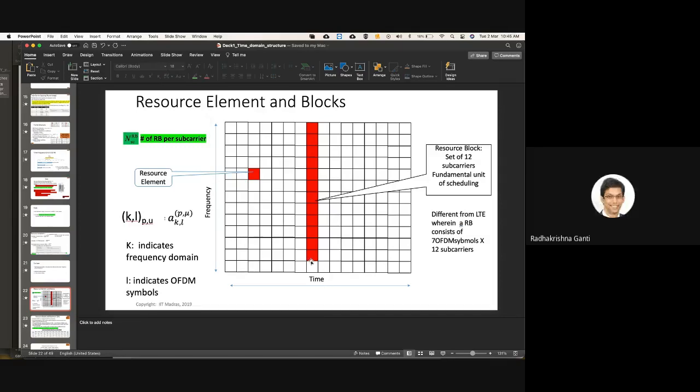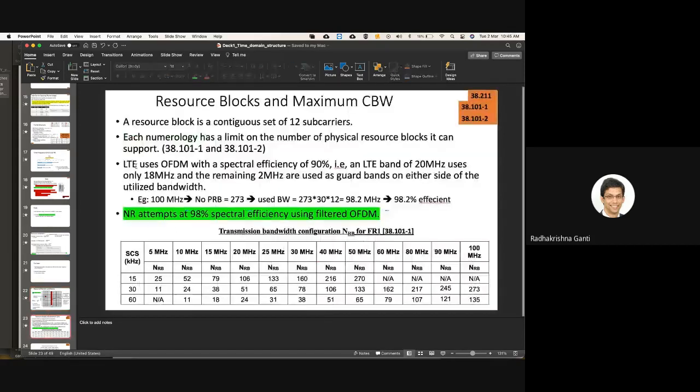So 12 subcarriers or 12 resource elements make a resource block. So what is a resource element? A resource element is nothing but one subcarrier times one OFDM symbol. In one OFDM symbol, if you take one subcarrier, that's called a resource element. That's the most fundamental unit of the resource grid. 12 consecutive resource elements in the frequency domain make one resource block. A resource block is a contiguous set of 12 subcarriers.